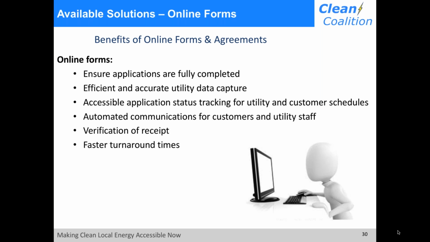They offer accessible application status tracking for utility and customer schedules, automated communications for customers and utility staff or between the two, verification of receipt, and faster turnaround times, often saving a week in each way for each two-way correspondence, from application submittal to follow-up requests, corrections, and final signatures or any payments.